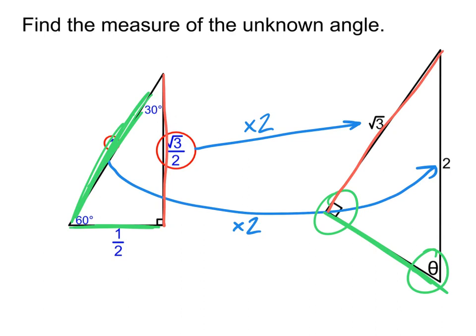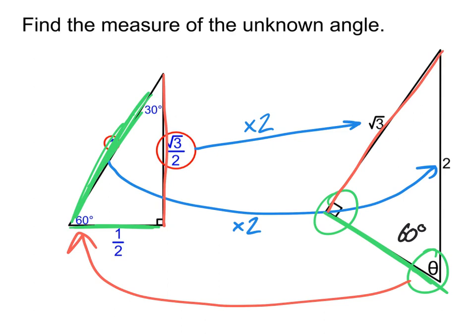Notice what that means is that this angle theta here corresponds with the 60 degrees. That means that that angle is in fact then a 60-degree angle. And we know that just by comparing to that original 30, 60, 90 triangle.